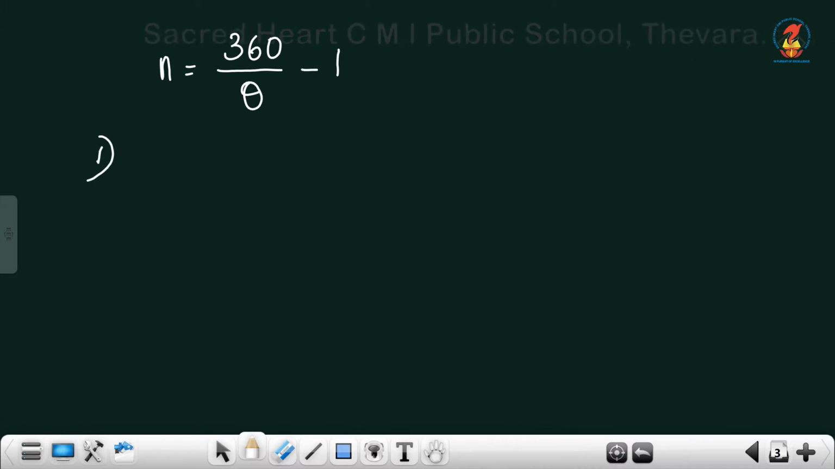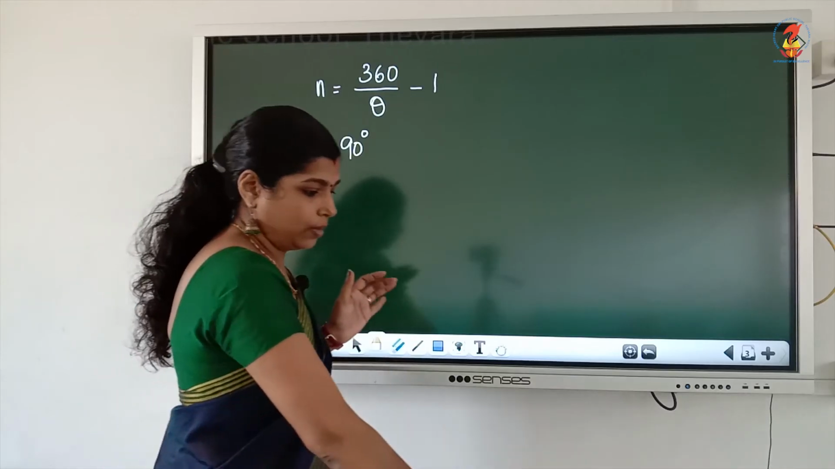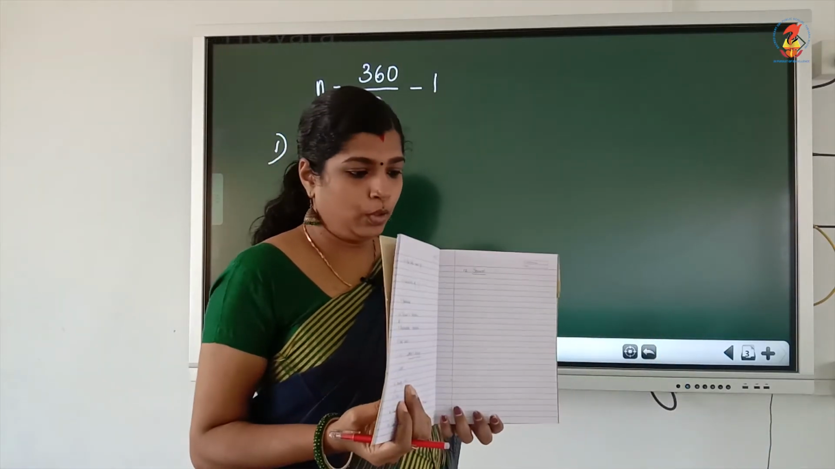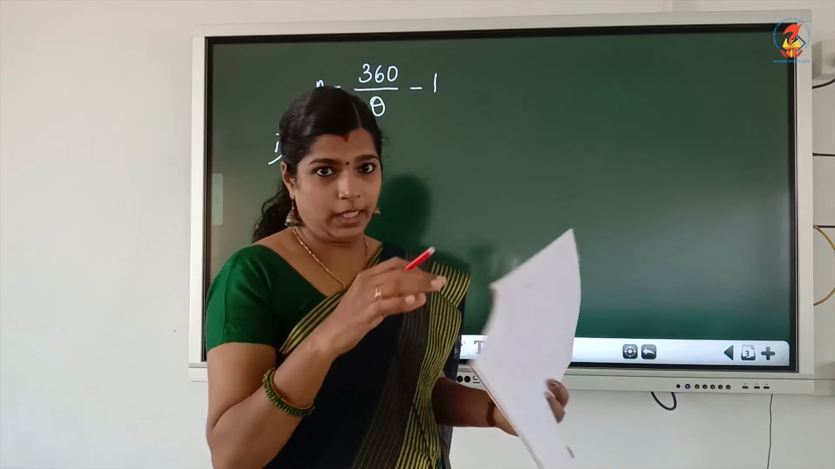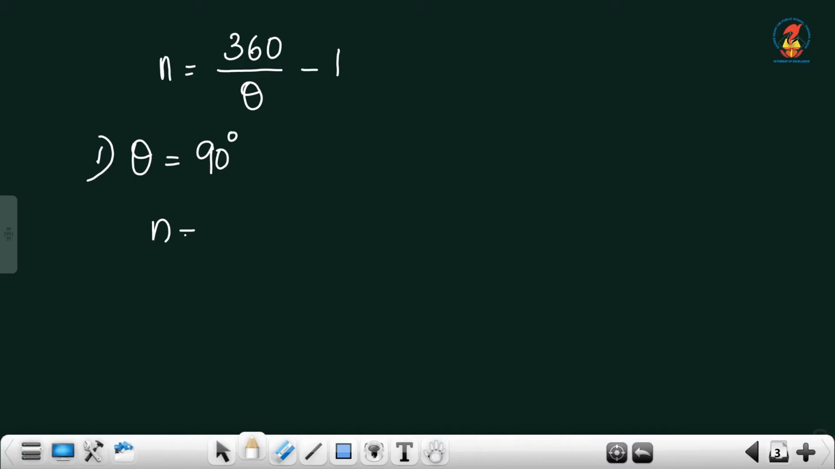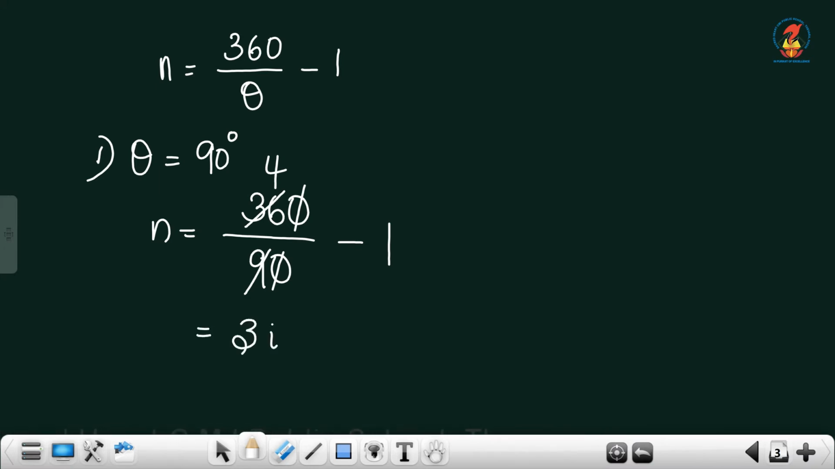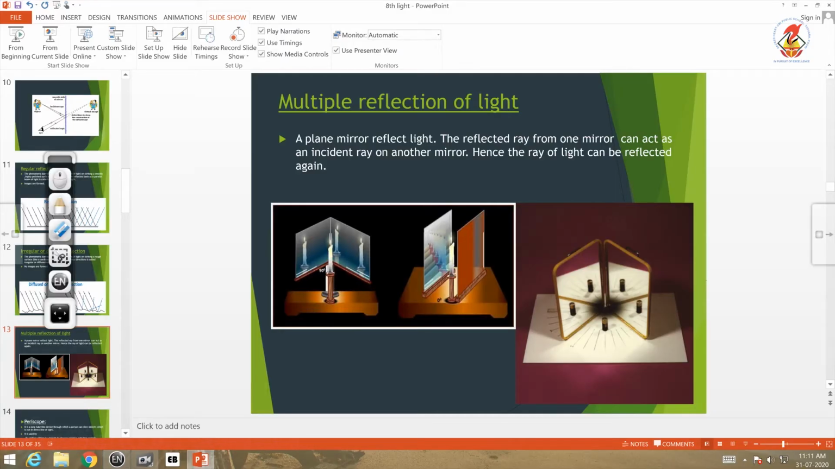Suppose first, the angle between the two mirrors is 90 degrees, means the two mirrors are placed at 90 degrees. So, n is equal to 360 divided by 90 minus 1. Now, how many times will 9 go into 36? 4 times. So, 4 minus 1, that is 3 images. 3 images, that you can see here.